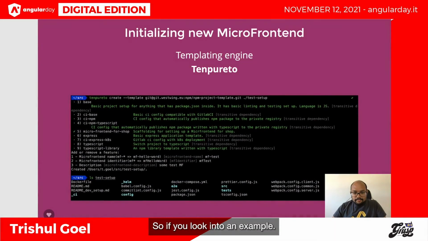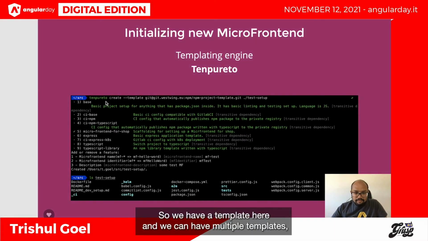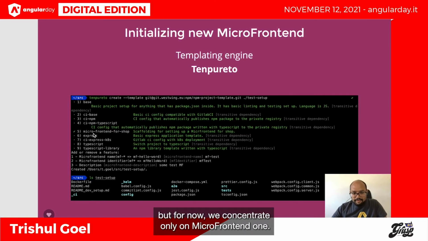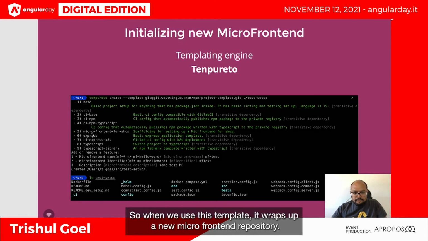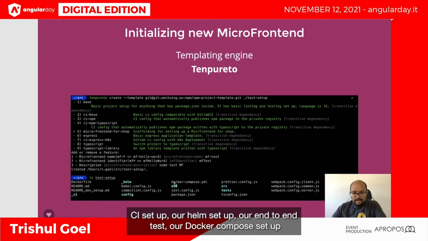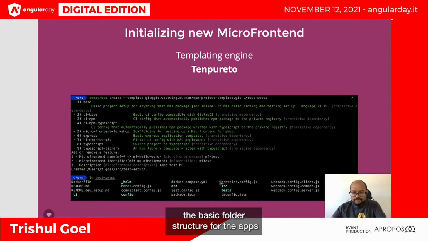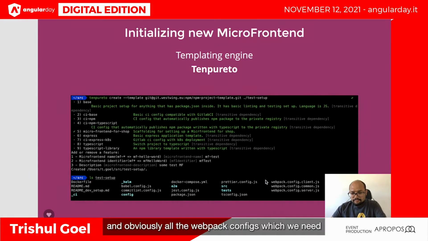If you look at an example, this is how our Tenpureto template works. We have a template here, and we can have multiple templates, but for now we concentrate only on microfrontend one. When we use this template, it wraps up a new microfrontend repository, and with this comes everything like our Docker file, CI setup, our Helm setup, our end-to-end test, our Docker compose setup, the basic folder structure for the apps, and obviously all the webpack configs which we need.